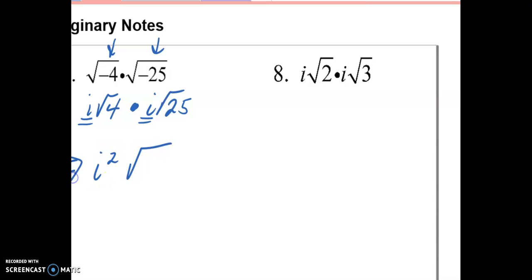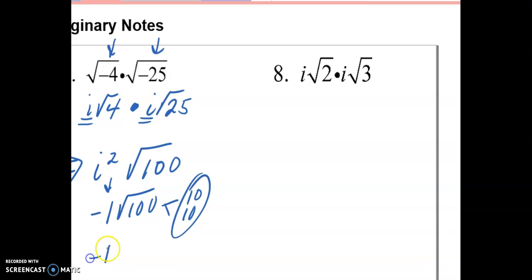And when you get i squared, it has to ring a bell. And when I get 4 times 25, I get 100. i squared is -1. That's what we have to remember. And the square root of 100, which then can break down to 10 and 10 pairs. So -1 times 10, this answers -10. Without imaginaries, we would not be allowed to do this, but with the definition of i being the square root of -1, that's why we're allowed.